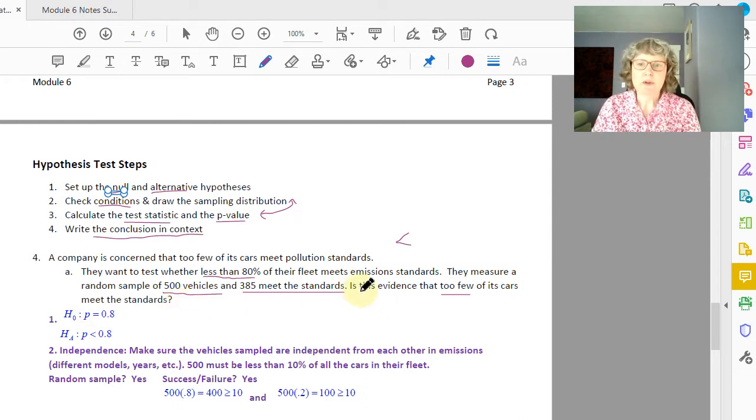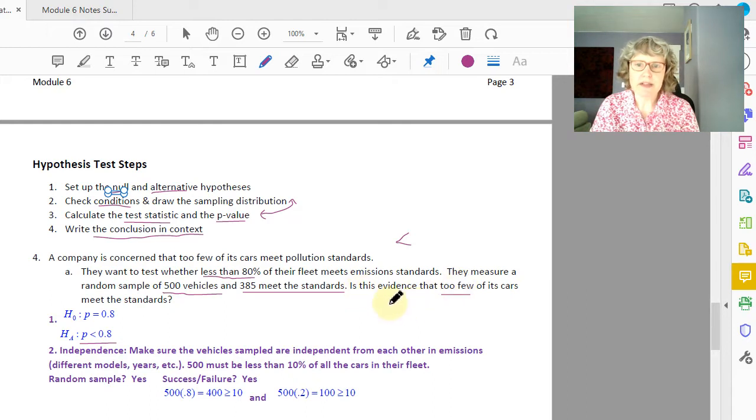Okay, so when we're writing our hypotheses, I always look for the alternate first because that has to do with the claim. So when it says test the claim that, or is this evidence that, that's our alternate hypothesis. So it often comes last. This very last sentence is the claim. Well, actually, it's also the first. They want to test whether less than 80% of their fleet meets emission standards. So actually, it's the first and the last in this case. So our alternate is that p is less than 80%, or less than 0.8.